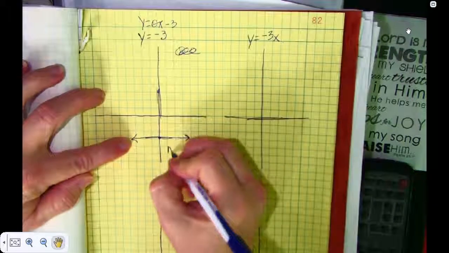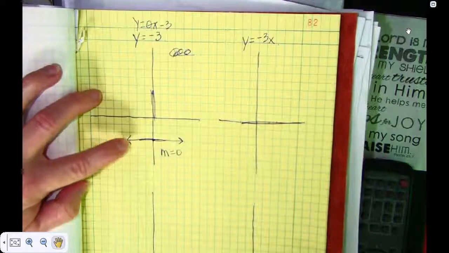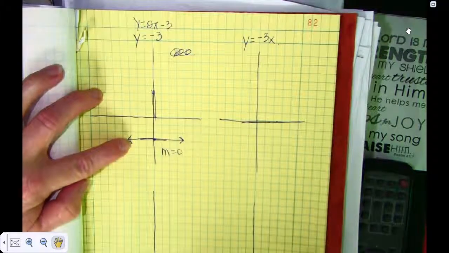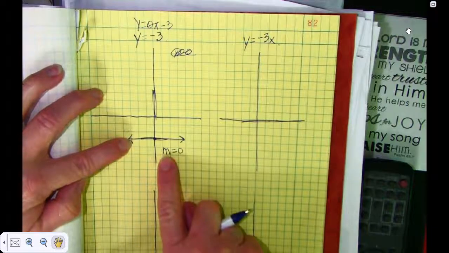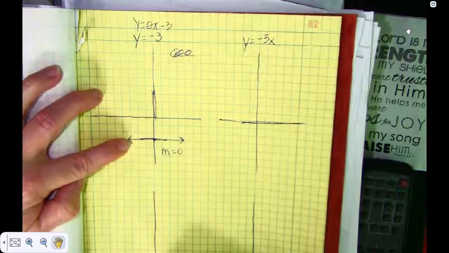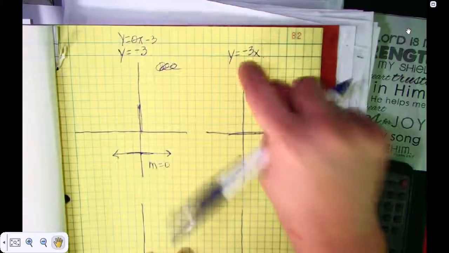Everybody come down here, write m equals 0. I forgot to do that first and second period. The slope is 0. If I want to write the slope, I put m. I don't put y. M is 0. Okay? Now on this one, what do I know about this one?